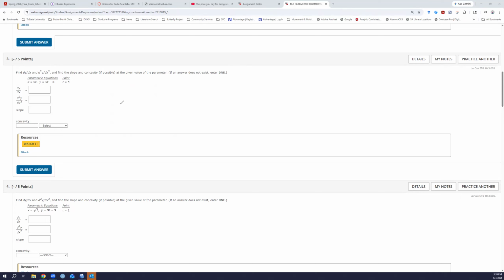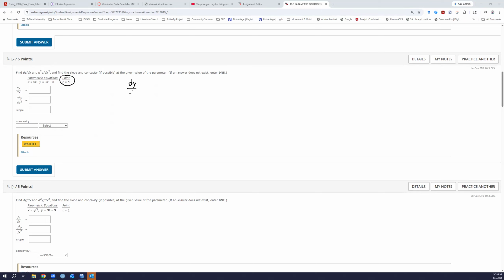So let's read the question. Question 3 says, find dy/dx and d squared y over dx squared. That's our second derivative. And find the slope and concavity, if possible, at the given parameter value. Okay. So they've given us this parameter value t equals 4 that we need to be mindful of. But as far as the process of getting through this problem, I would say let's just start with the basics. Let's find dy/dx, the first derivative.